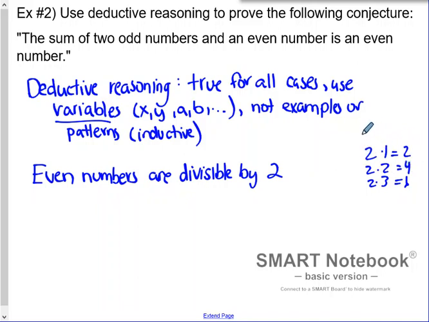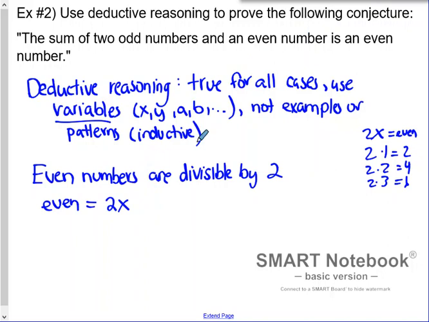How I can show that for all numbers is that I can take 2 and multiply it by any number. It doesn't matter what the number is. If I take 2 times that number, I will be able to get an even number. And you are going to want to put that onto your formula page. So even numbers are 2 times any other number. So x means any other number here.